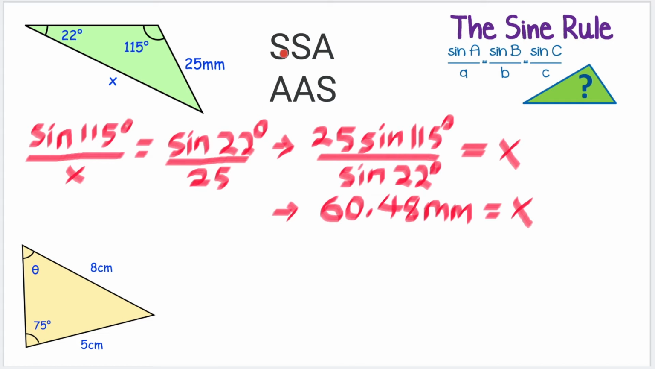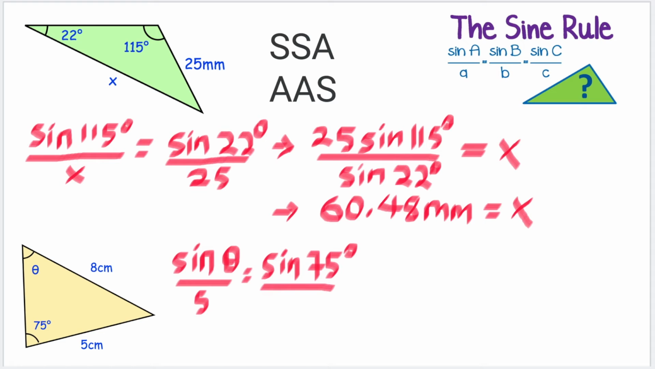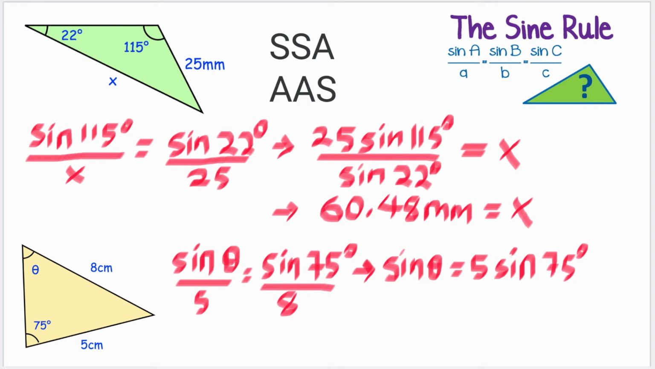So if you see that you have SSA, it's the sine rule. To set it up, I'm going to write sine of theta divided by 5, because 5 is across from the missing angle, equal to sine of 75 divided by 8. The next step is I need to isolate sine of the missing angle, so I'm going to multiply by 5 on both sides. So sine of theta equals 5 times sine of 75 divided by 8.